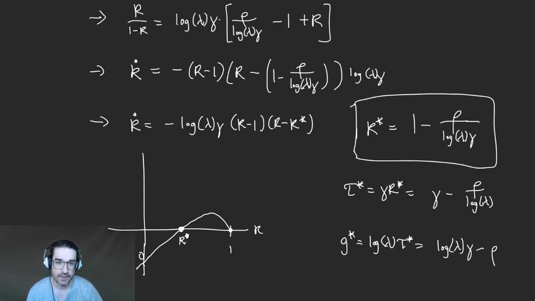Log of lambda times gamma is the maximum possible growth rate you could achieve. If you put all of your people into research, they'd each have productivity gamma, and they produce growth at a factor log of lambda. That would be your growth rate if you put everyone into research. But because you're not infinitely patient, if you were with rho equals 0, you would do that. If you're not, then you're going to do less than that. And at some point, if you get really impatient, you're just not going to do any research at all, and you're going to hit 0. That's the intuition. It makes sense.